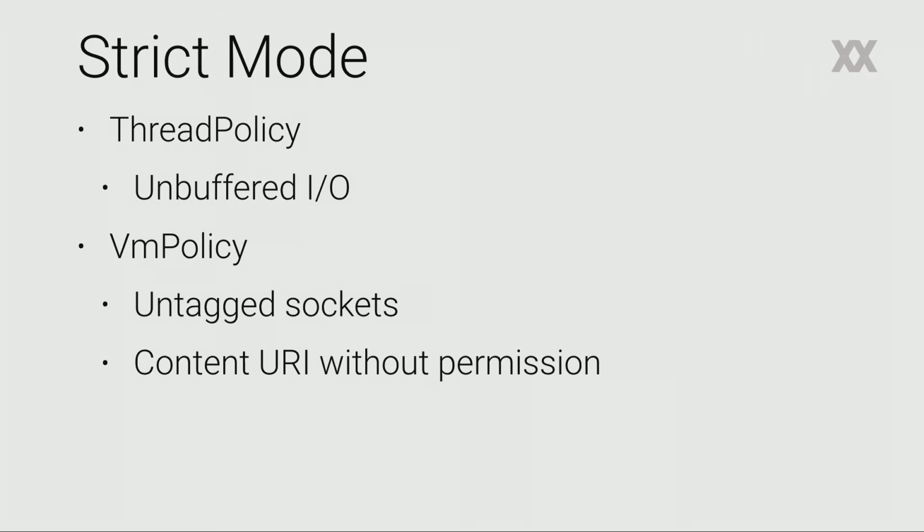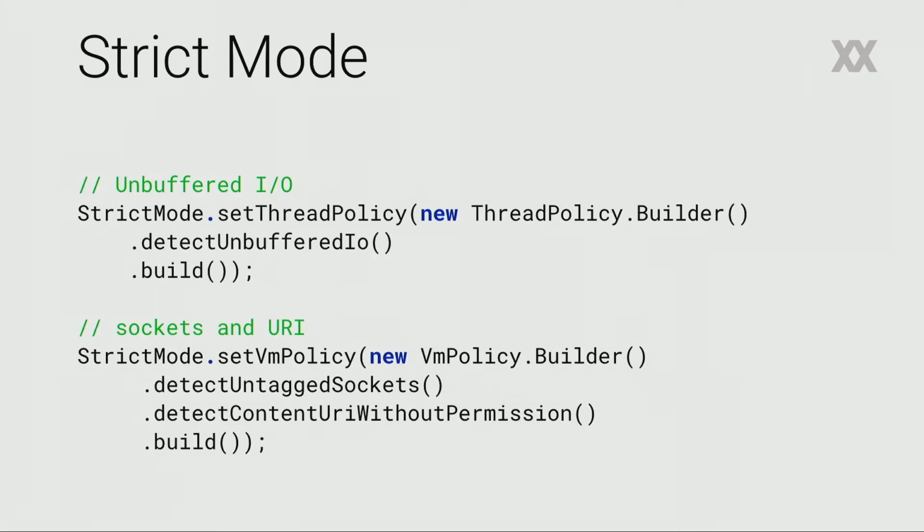On the VM policy, if you don't tag your sockets, you can also get warned. Tagging sockets is really useful to do traffic debugging using Android Studio. And finally, if you send an intent outside of your application and you need to grant permission, you can also be warned. So it's really easy to use. It looks like the previous APIs we had.